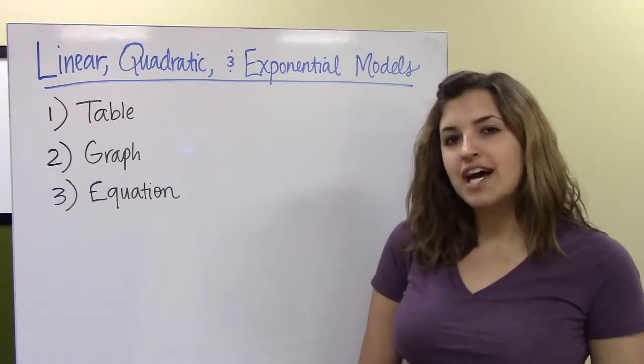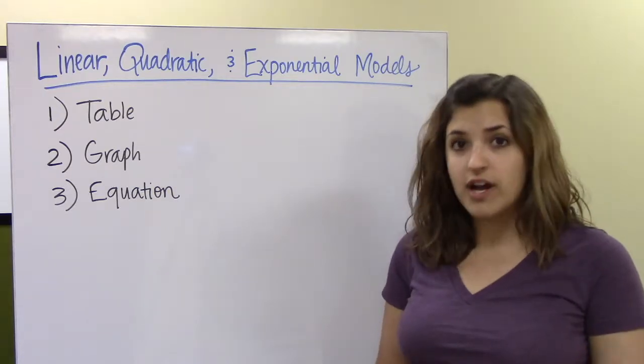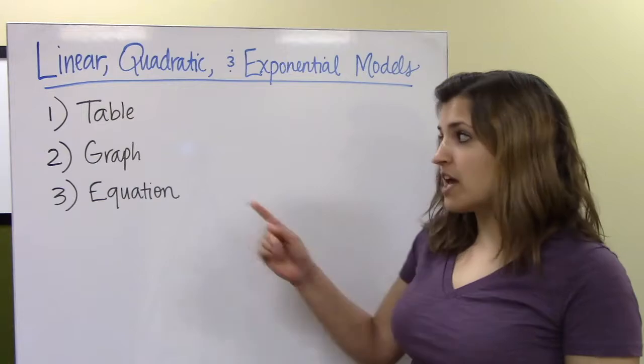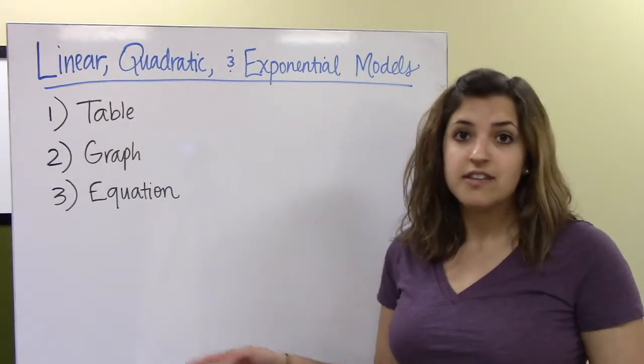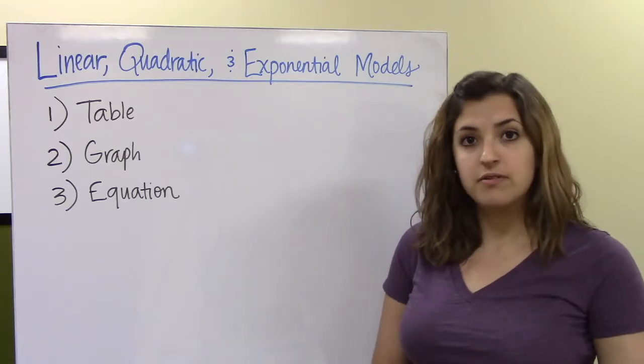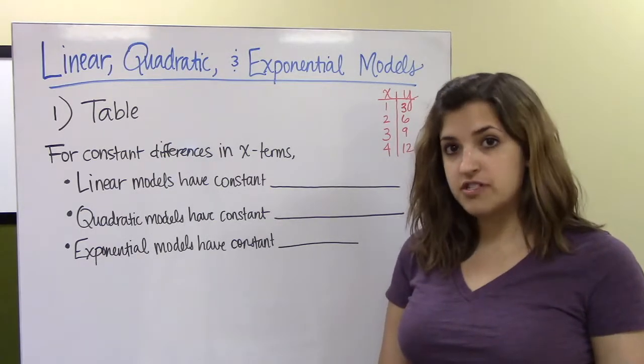So there are three aspects of functions we can look at to determine whether a function is quadratic, linear, or exponential. And these three aspects are tables, graphs, and equations. These three will tell us all the information we need to make a decision about which model we have. Let's take a look at tables first.